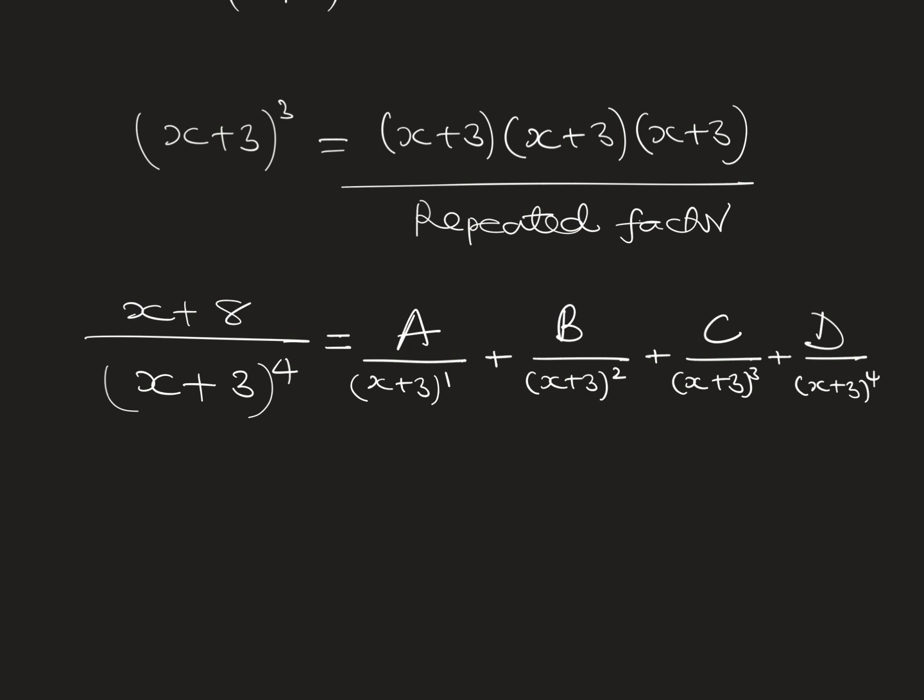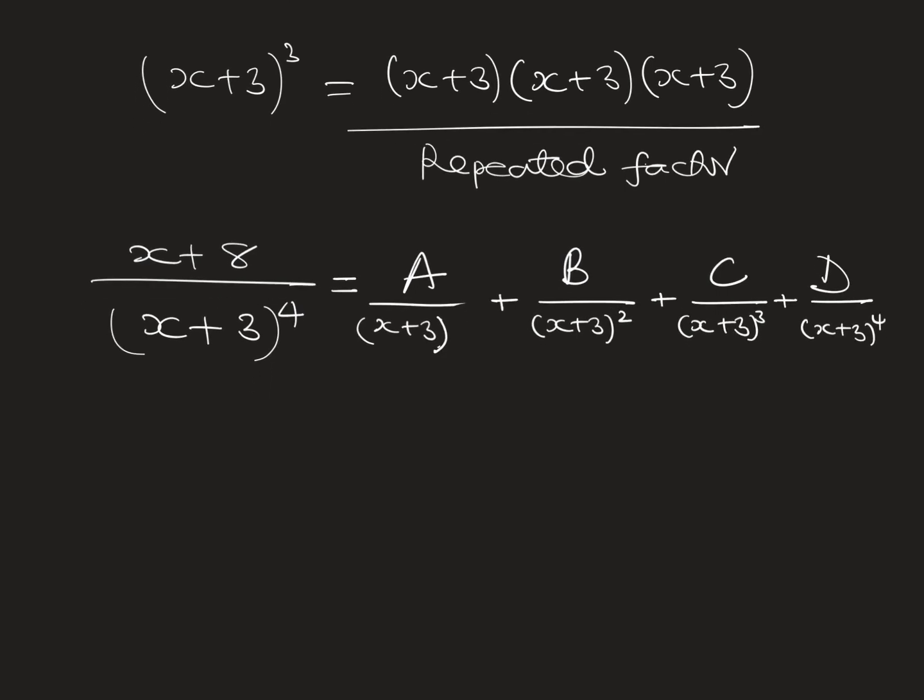Because any number to the power 1 is the same, you will not see this power 1 most of the time. So what if I have, let's say, (x + 2)/((x + 3)(x + 4)^3)? Again, here we have a repeating factor. And how do we do that?